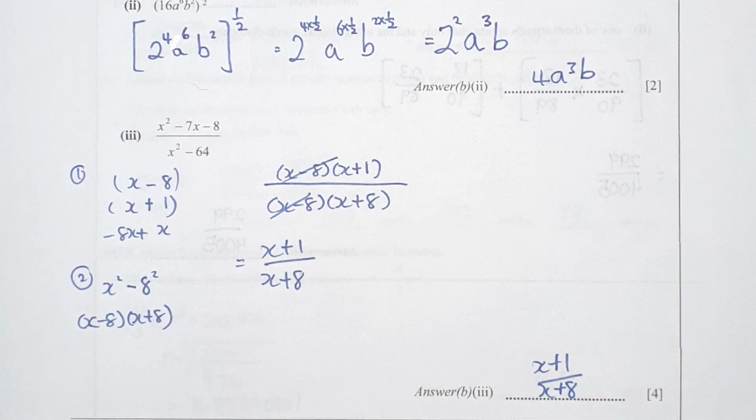Section 3, first thing first, I factorize the numerator of x squared minus 7x minus 8. I break it down into 2 factors, which is x minus 8, x plus 1. For the denominator, this is using the a squared minus b squared formula. So I break it down and I get x minus 8 and x plus 8. As you notice, x minus 8 is repeating, hence I get rid of it. Then you get the final result of x plus 1 over x plus 8.